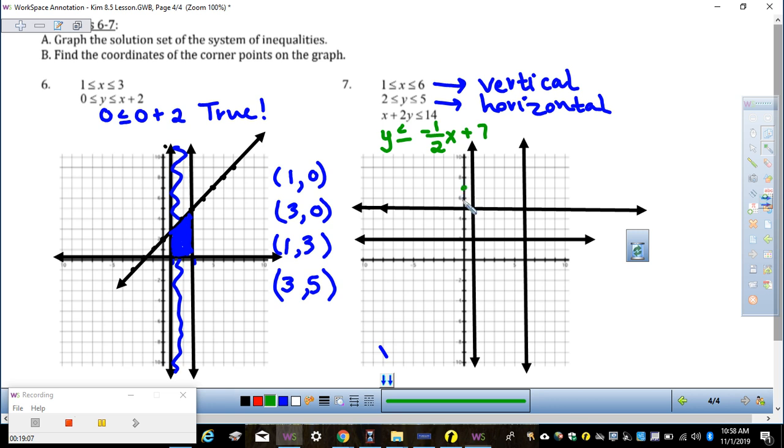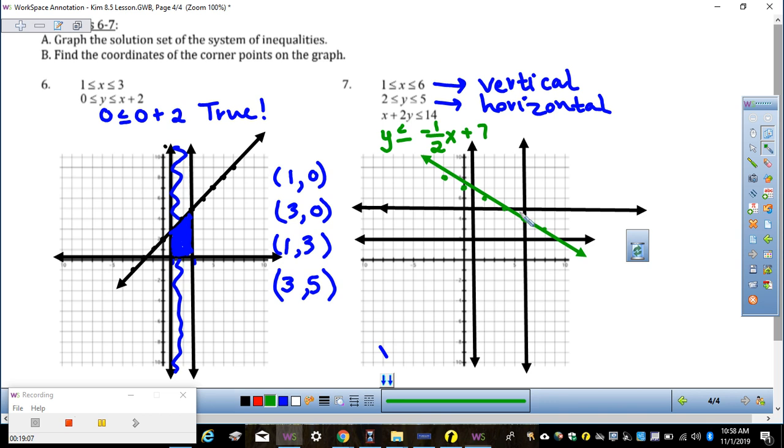So here's my y-intercept of 7, slope of negative 1/2. So I'm down 1 over 2. And let's go up 1 over 2 just to get another point in there. Another solid line. All right, so far we know we are in this little rectangle here.